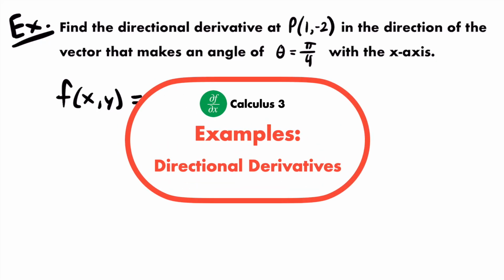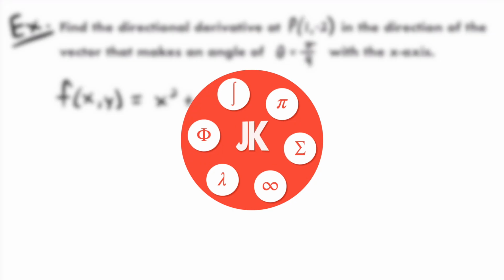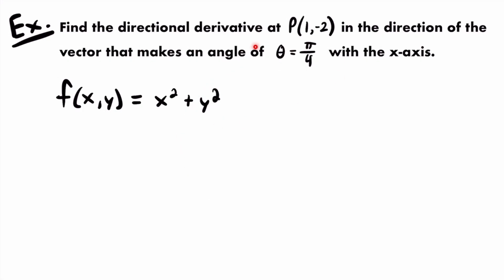Welcome back. Let's practice finding directional derivatives. Alright, so here's our first example. We want to find the directional derivative at the point (1, -2) in the direction of the vector that makes an angle of theta equals pi divided by 4 with the x-axis. And we've been given this multivariable function, f of xy is equal to x squared plus y squared.